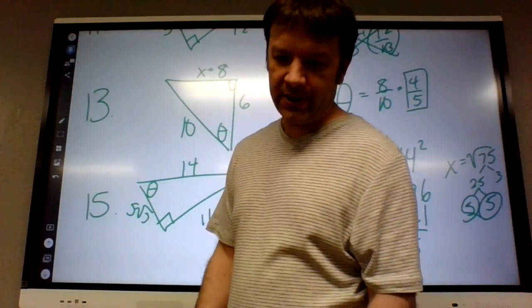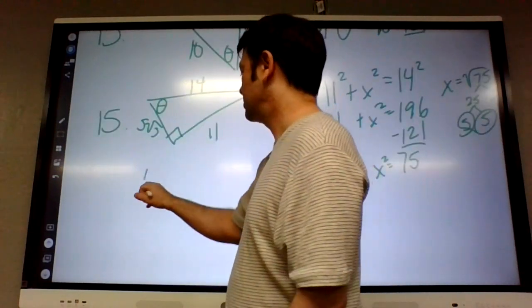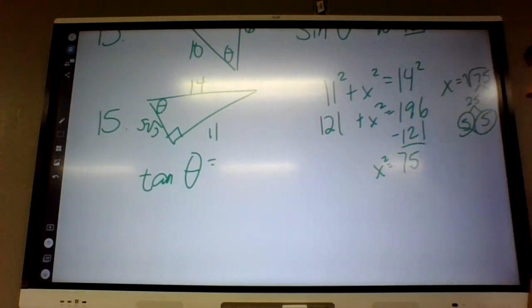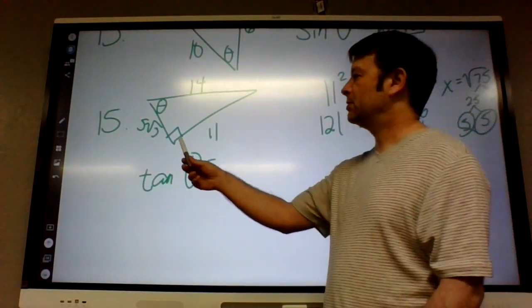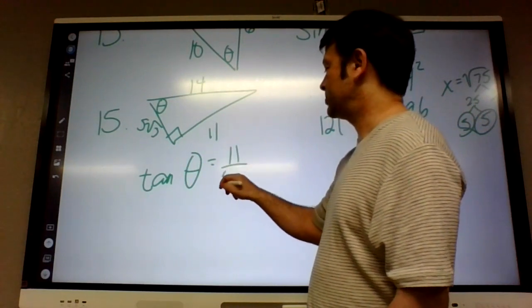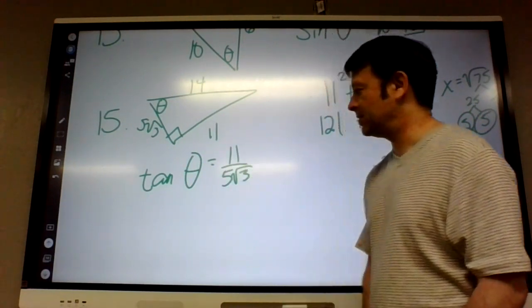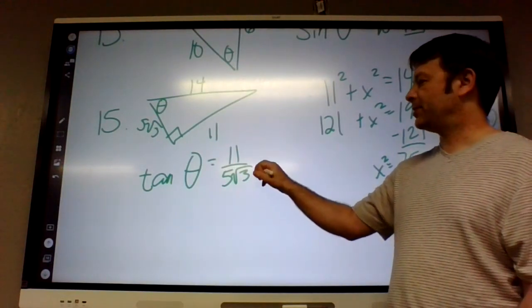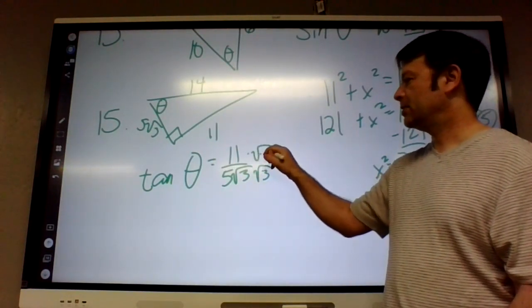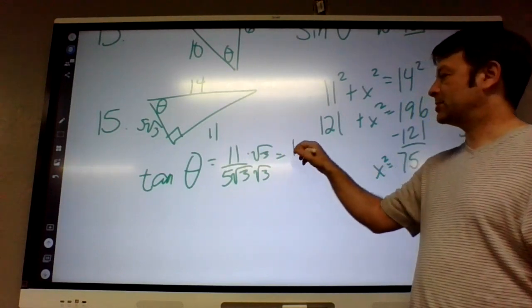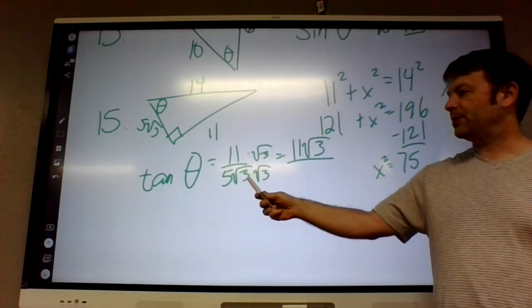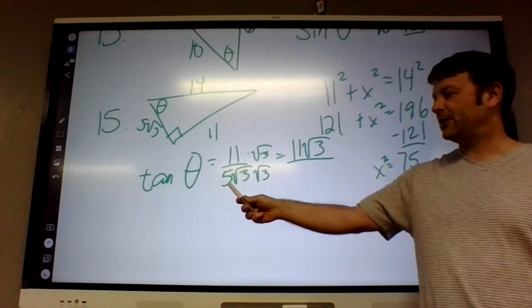So we are doing tangent this time. For us, what would tangent of theta be? The opposite over adjacent, so 11 over 5 square root of 3. What's wrong with that answer? Square root of the bottom. So if I multiply by square root of 3, the top becomes 11 square root of 3. The bottom, what's square root of 3 times square root of 3? 3 times 5. 15.